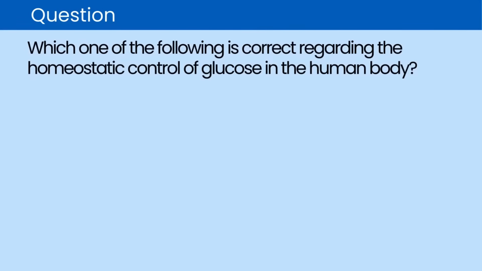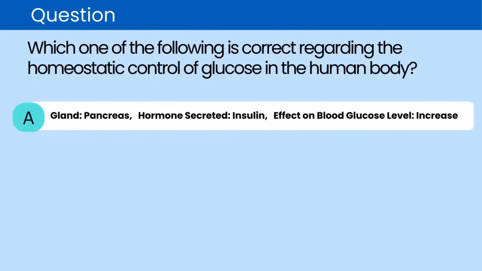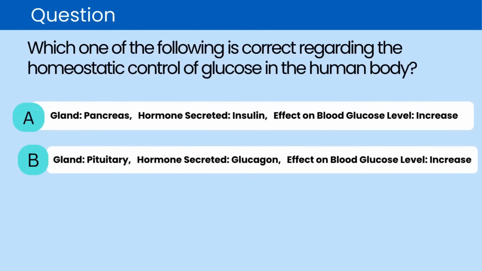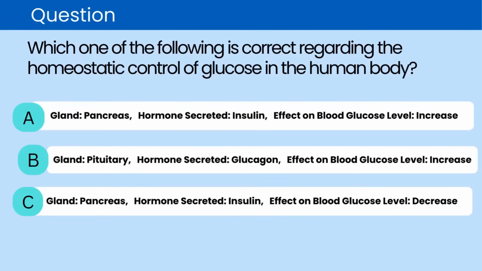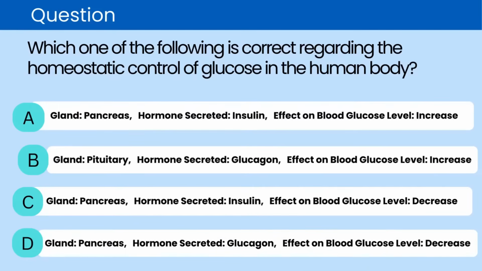Question: which one of the following is correct regarding the homeostatic control of glucose in the human body? A. Gland, pancreas, hormone secreted, insulin, effect on blood glucose level, increase. B. Gland, pituitary, hormone secreted, glucagon, effect on blood glucose level, increase. C. Gland, pancreas, hormone secreted, insulin, effect on blood glucose level, decrease. D. Gland, pancreas, hormone secreted, glucagon, effect on blood glucose level, decrease.